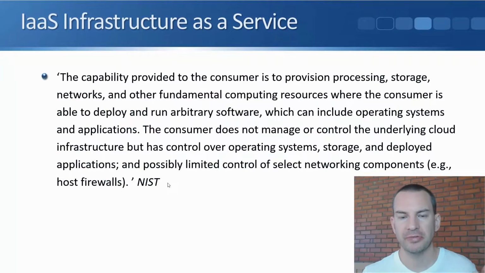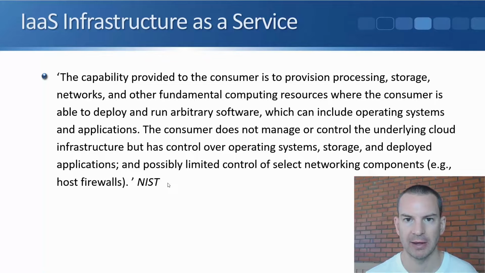This is the first of our lessons on the cloud service models, and here we're going to cover IaaS, Infrastructure as a Service. This is how the NIST define it. So the capability provided to the consumer is to provision processing, storage, networks, and other fundamental computing resources where the consumer is able to deploy and run arbitrary software, which can include operating systems and applications.